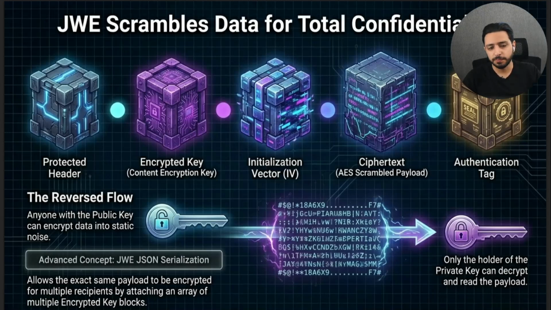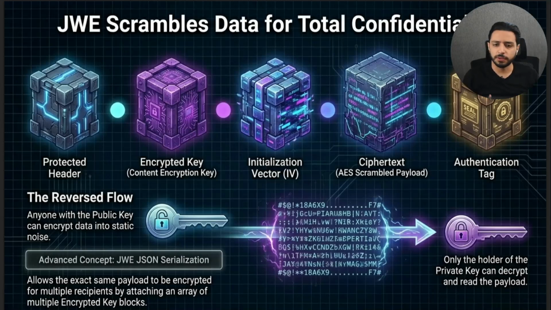JWE uses 2 layers of protection. First, it picks a content encryption key to scramble your data. Then it protects the key itself. You can do this through key encryption, where you encrypt the key with the recipient's public key, or direct encryption, where you use a pre-shared password that both sides already know. For the actual scrambling of the data, JWE uses AES algorithms, which are the industry standard for high-speed encryption.